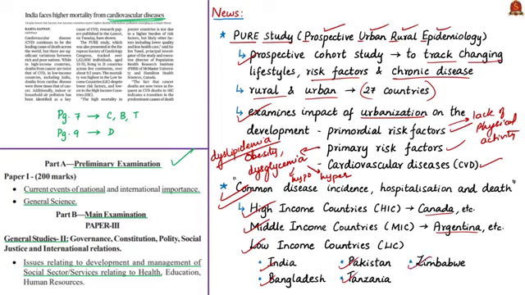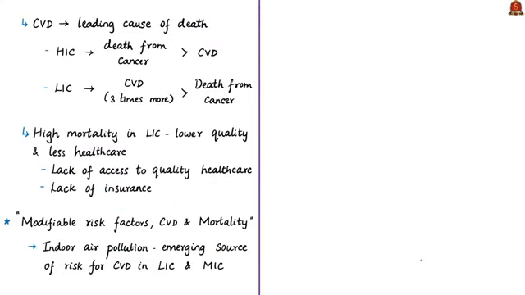This study states that cardiovascular disease continues to be the leading cause of death across the world. But there are significant variations between rich and poor nations. In high income countries, deaths from cancer are twice that of CVD. Whereas in low income countries, which includes India also, deaths from cardiac disease were 3 times more than that of cancer. So the study states that the mortality was highest in low income countries even though they had lower risk factors, and the mortality was lowest in high income countries.